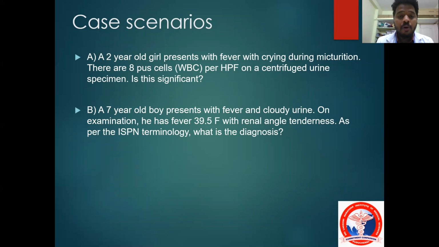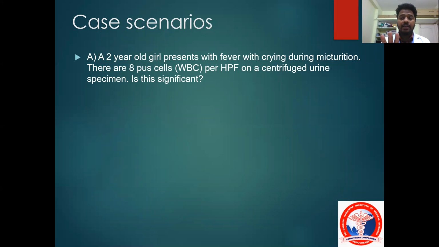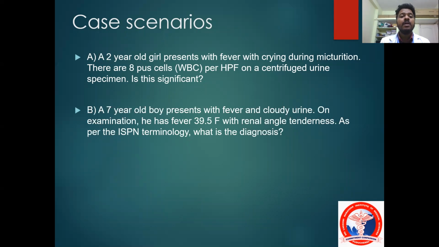As of now, we can't diagnose the child as urinary tract infection because urine culture we are only now sending. If the urine culture comes positive only, then we can diagnose the child as urinary tract infection. Till now, we have got symptoms, and at the same time, pus cells are there in the urine sample. So it is significant. So we have to send urine culture for this child, and then we have to start antibiotics.